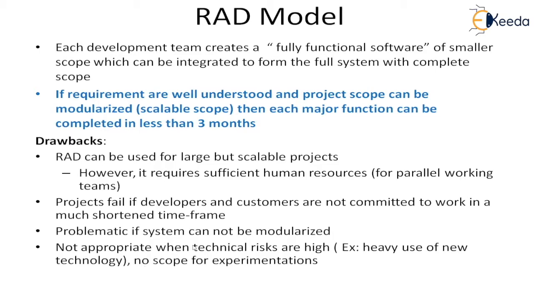And suppose we were not doing the RAD application, and we were using some other model, then we could take some time for experimentation, and we could establish the technical procedures before we take up the project. But here, because it has to be completed in less than 3 months, it is very tight in terms of schedule. So we do not have any scope for experimentation, and wherever there is a possibility of getting into technical risks, those kinds of projects are not appropriate for the RAD model.